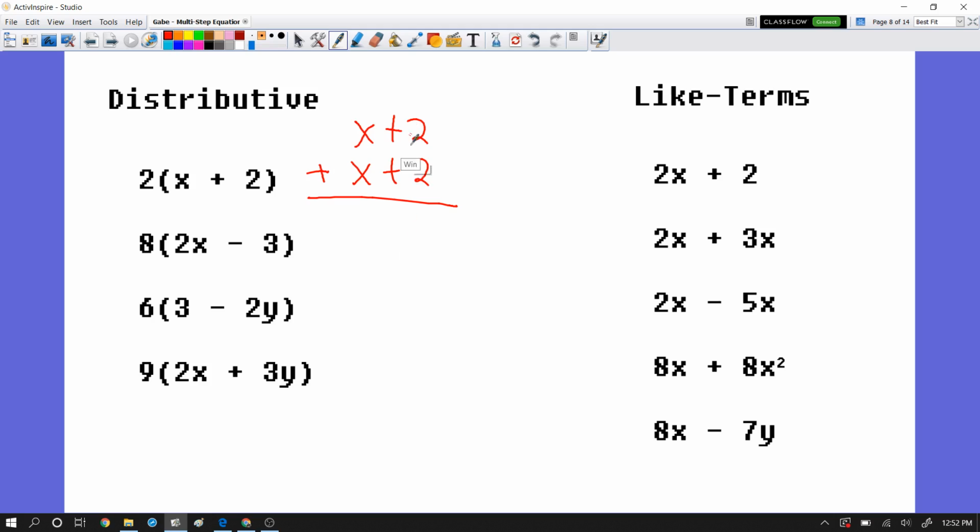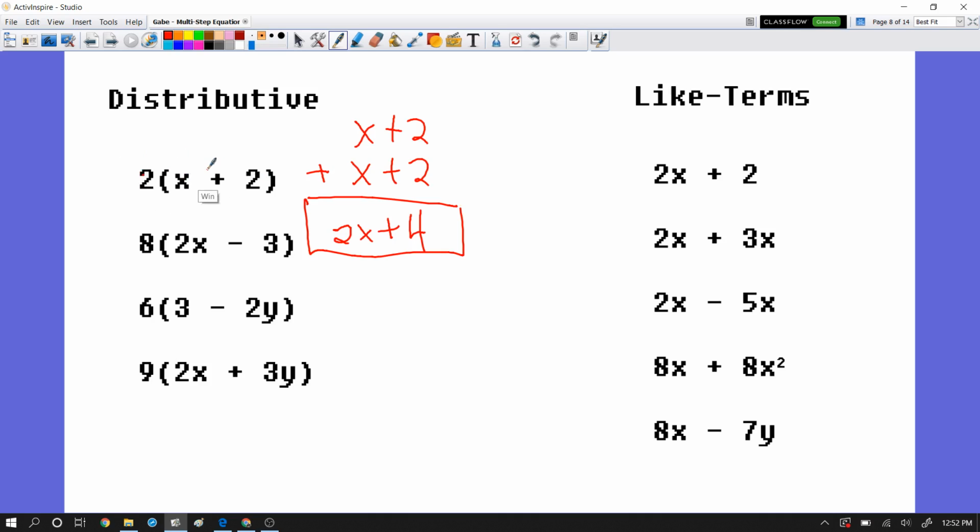So 2 plus 2, those are like terms. They don't have a variable after them, and both of them are numbers. So I can put those together. 4. It's a positive. And how many x's are right here? 1, 2. 2x plus 4. That's what this ends up being when you distribute this 2 into here.